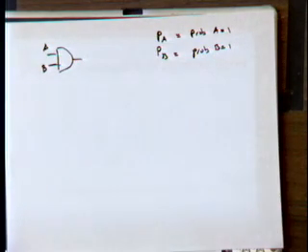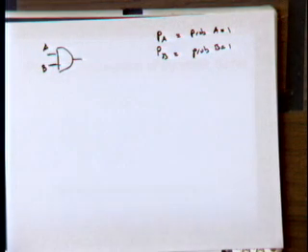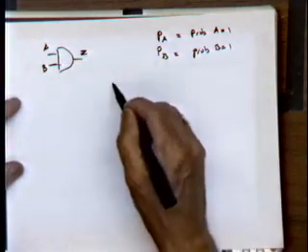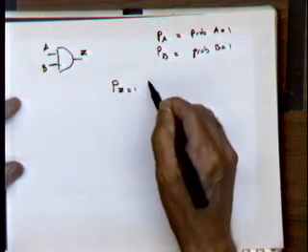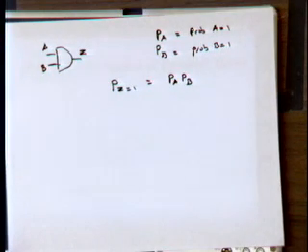Now, what is the probability that the output of an AND gate is going to be 1, given those numbers? If you have an AND gate, when is the output going to be 1? Well, it's when A is equal to 1 and B is equal to 1. So let's call this PZ. PZ equal to 1 is going to be equal to PA times PB. Right? That's just simple logic we're basically performing.